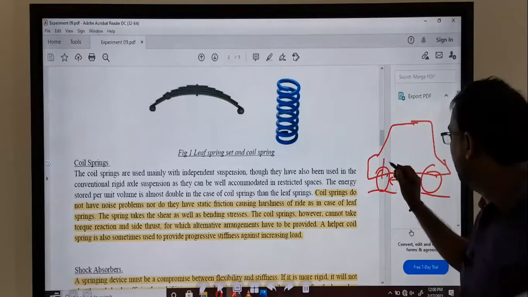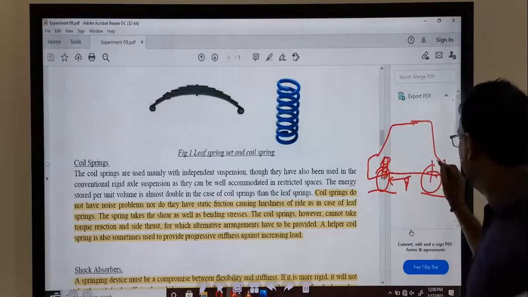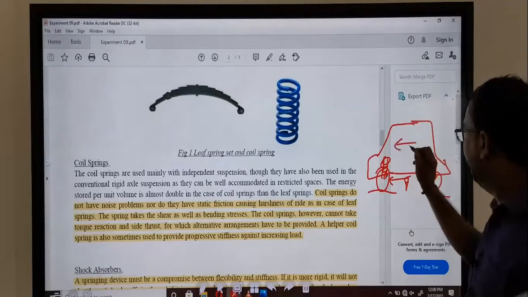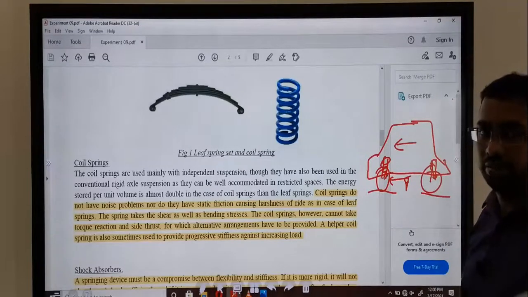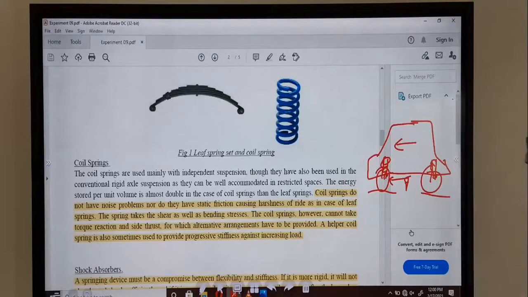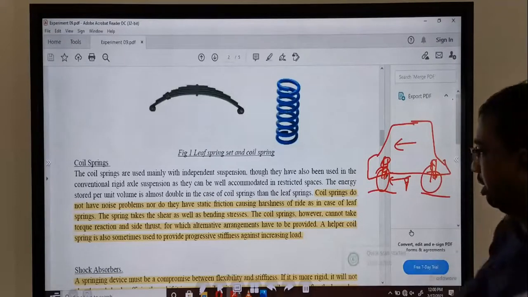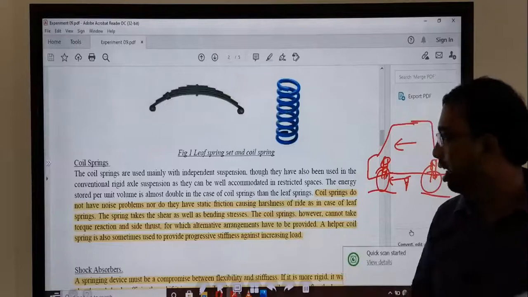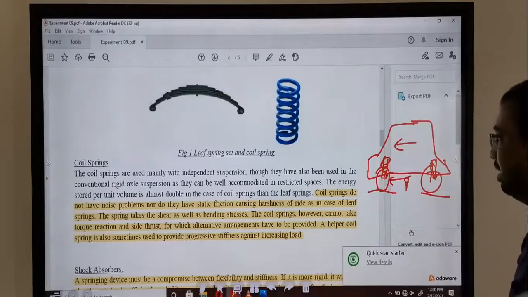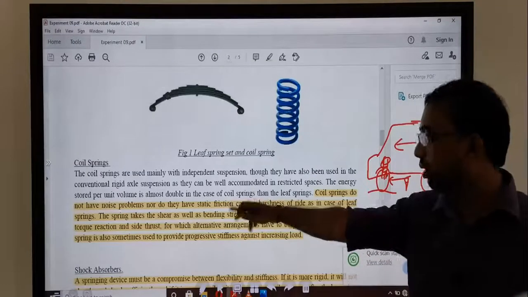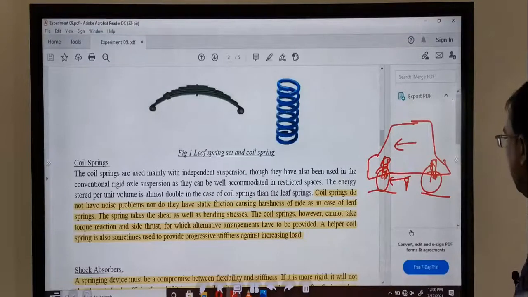So if there is a coil spring suspension, we can get the vehicle to start very smooth. That means there is no harshness of ride, because they don't have the static friction.